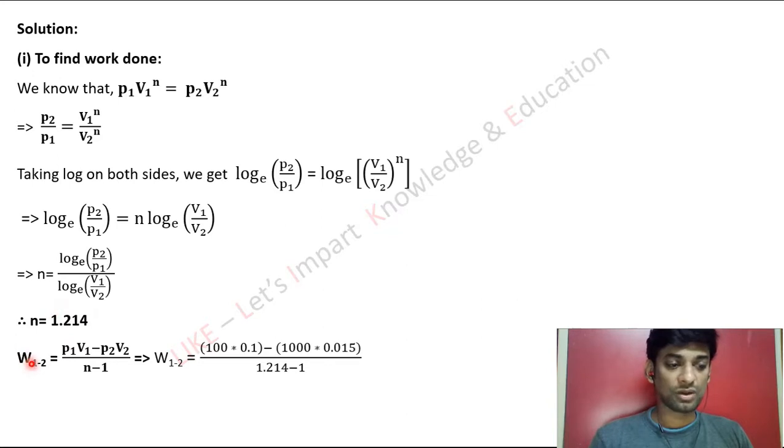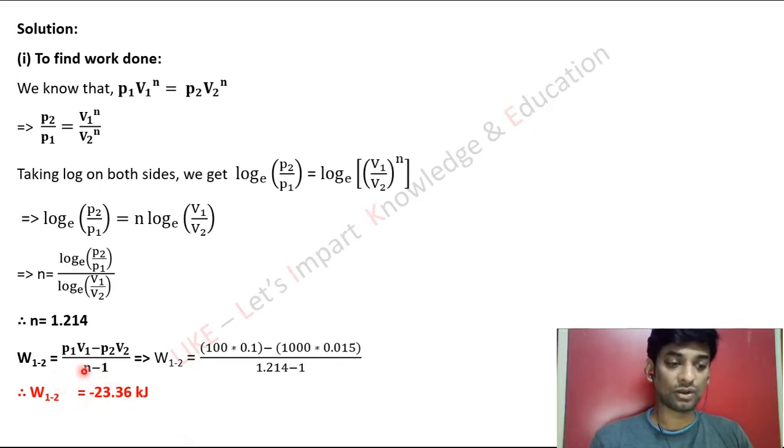Hereafter, you can easily determine the work done. Now look at the formula. Work done is equal to P1 V1 minus P2 V2 divided by n minus 1. You know all the values P1 V1 P2 V2, everything is given in the problem. If you substitute all the values in the work done formula, you will be getting W is equal to minus 23.36 kilojoule.